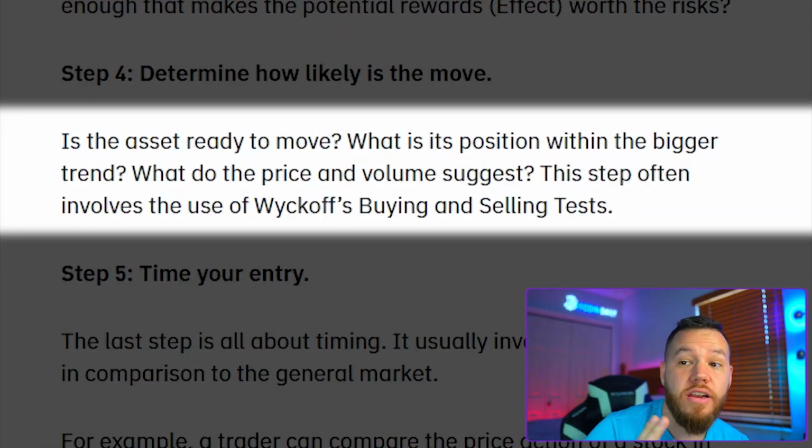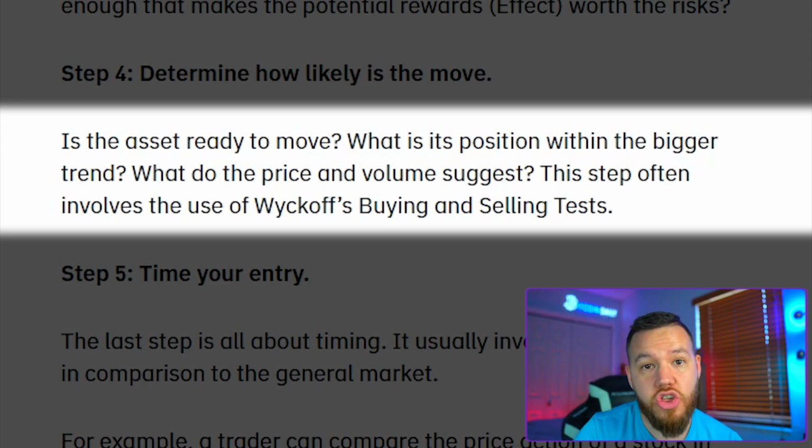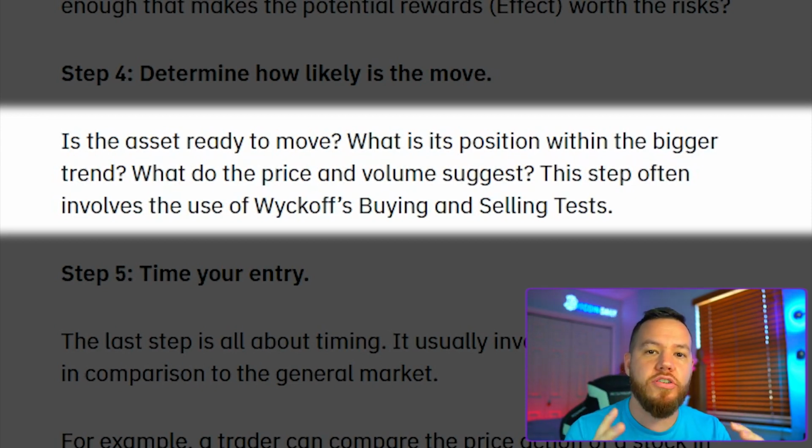Is the asset ready to move? What's the position within the bigger trend? What do price and volume suggest? What's the price action telling you? What are the different patterns showing up in the chart? How does it look on different time frames? What are technical tools telling you? Where are the moving averages? There's a lot of different stuff. This is where you start to build your story here and put the pieces of the puzzle together.